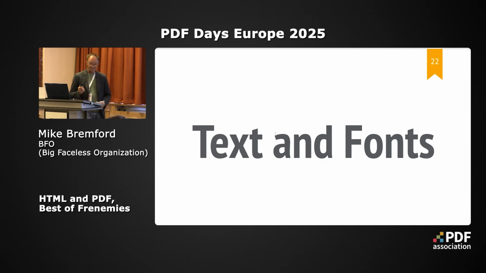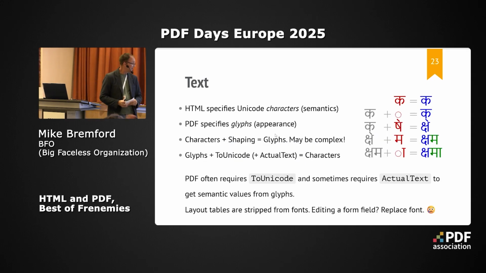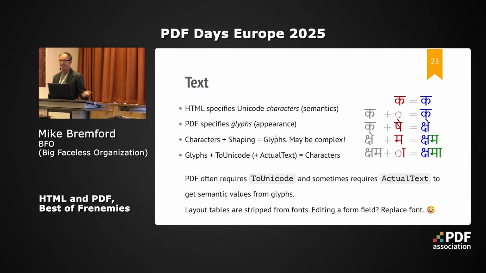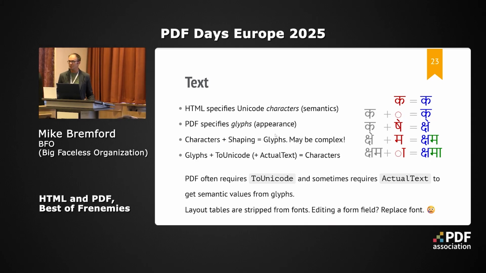So, text, let's start at the beginning. To get text on a page, we start with characters, A, B, C, etc. These are symbols that have their semantic meaning defined in Unicode. We then go through a layout process to convert those characters to glyphs. Now, in European languages, we don't really think about this process because an A is an A, a B is a B, and so on. However, there are almost 2 billion people whose primary language involves a more complicated layout. So this Hindi text on the right is an example.